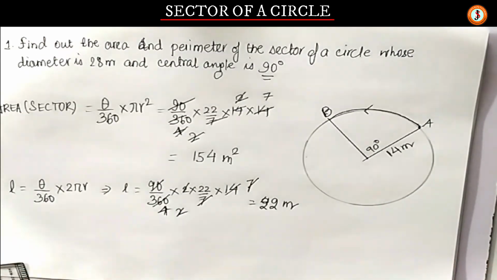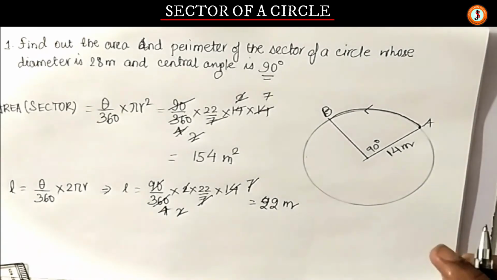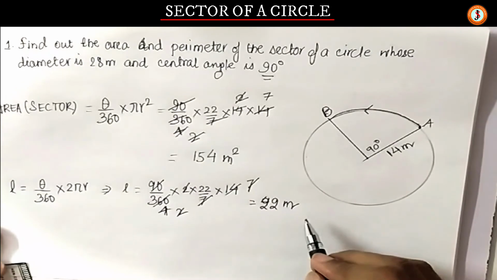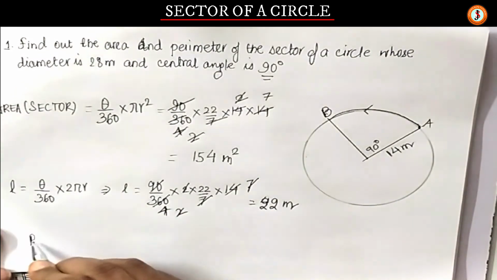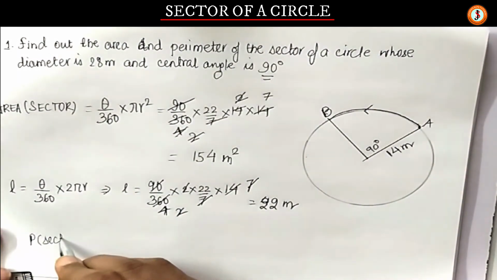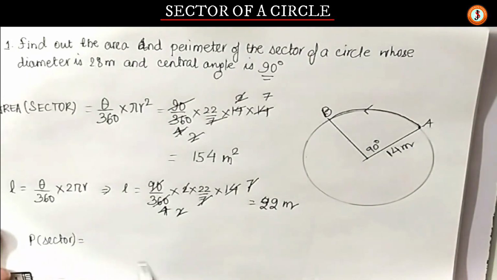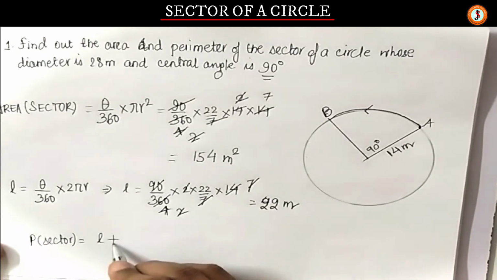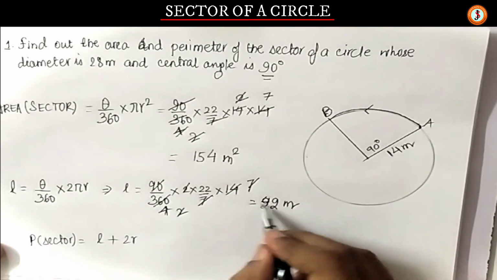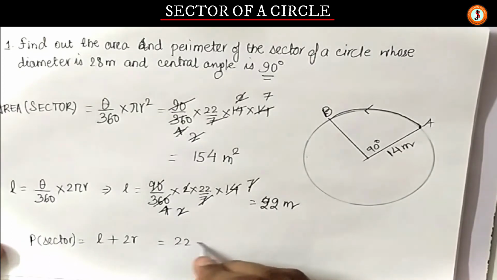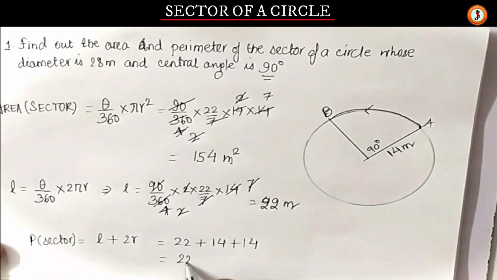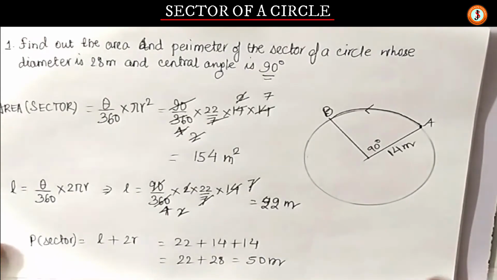All right, now what to do? We have to get the perimeter of the sector. So perimeter of the sector is equal to L plus 2r. So we've got the value of L over here, 22 plus 14 plus 14, that is equal to 22 plus 28, that is 50 meters.